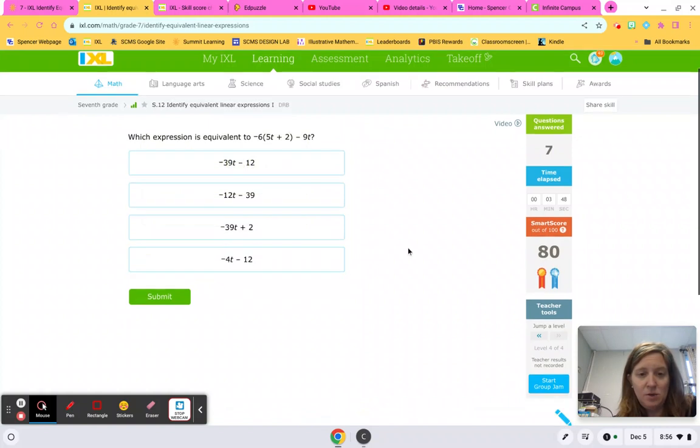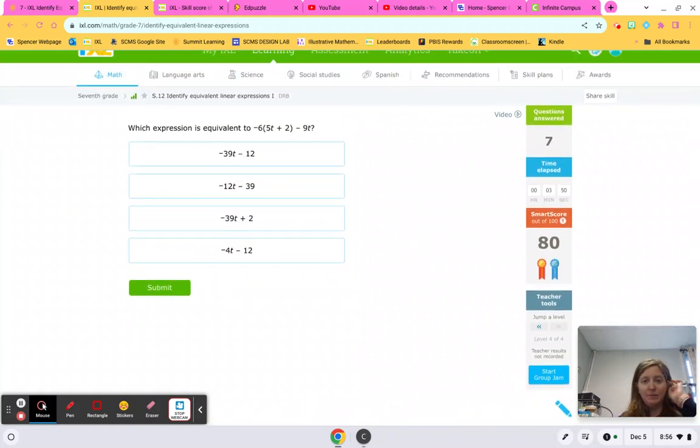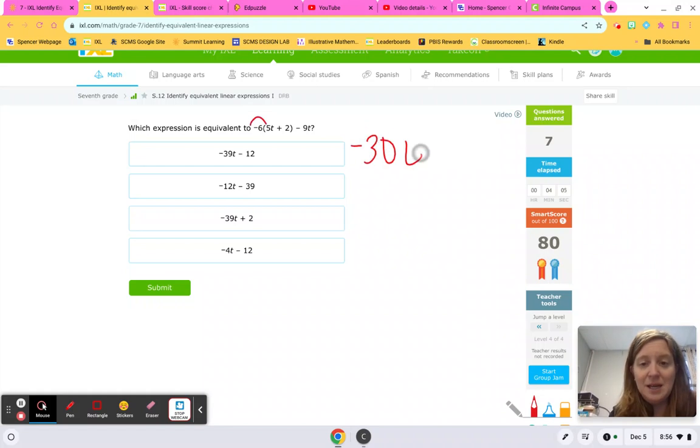All right, let's do another hard one and then we'll be done. We're going to do the distributive property again here. Negative 6 times 5t would be negative 30t. Got to do my math correctly. Negative 6 times 2 would be negative 12 or minus 12. Minus 9t. Now we're going to combine like terms.